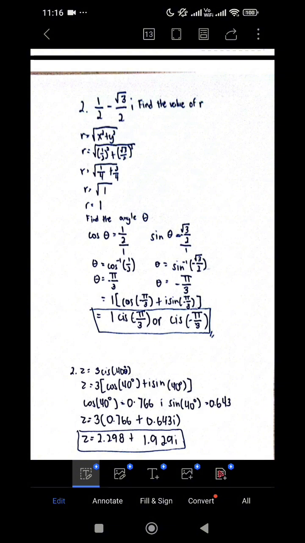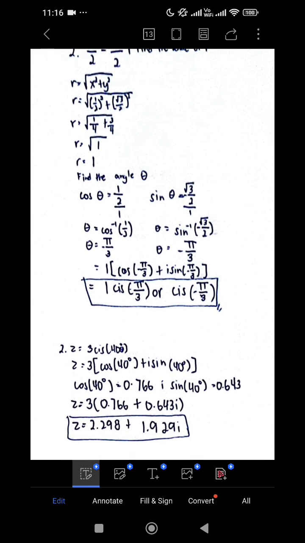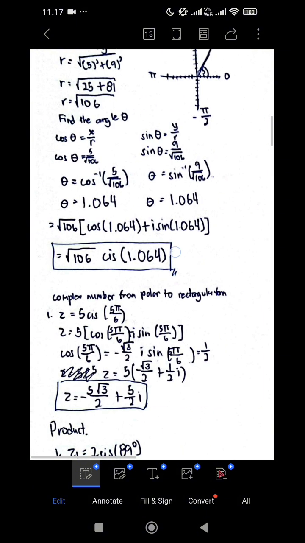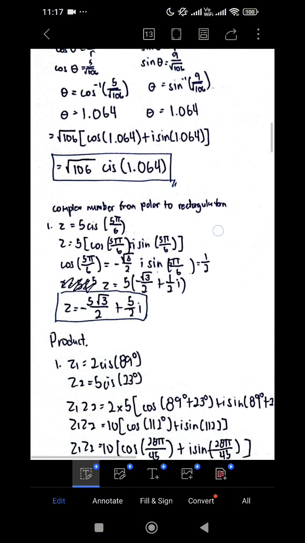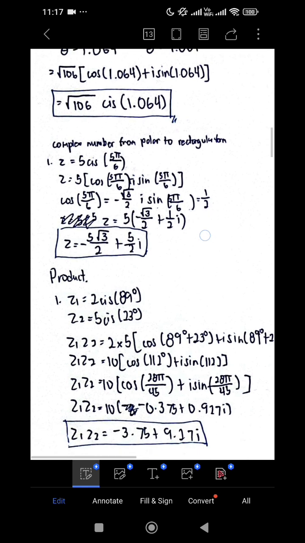It's the same, so it equals 1 [cosine (negative pi over 3) plus i sine (negative pi over 3)]. Then we will get the final answer, which is 1 cis (negative pi over 3), or simply cis (negative pi over 3). Next is complex numbers from polar form to rectangular form.